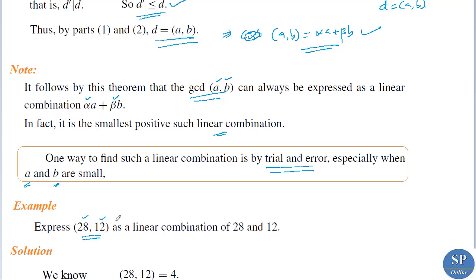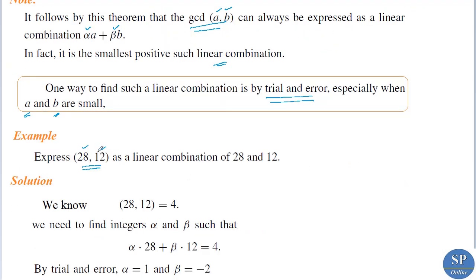We know the GCD of 28 and 12 is equal to 4, because the factors of 12 are 1 into 12, 2 into 6, 3 into 4. So these are the factors of 12. The greatest factor of 12 is 12, but it does not divide 28, so this is not the GCD. Then the next greatest is 6, but it also does not divide 28. The next one is 4, and this factor 4 divides 28. So 4 is the greatest common divisor of 28 and 12.